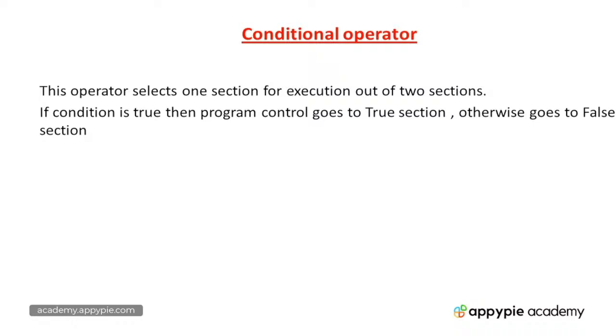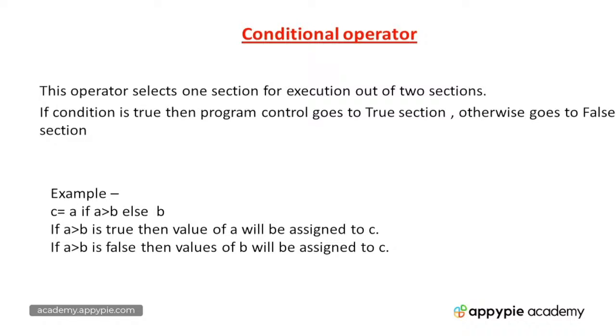In continuation with the previous lecture, now I am going to tell you about some special kinds of operators. One of them is the conditional operator. Actually, this operator selects one section for execution out of two sections. If the condition is true, then program control goes to the true section, otherwise it goes to the false section. You will be able to understand it with the help of an example.